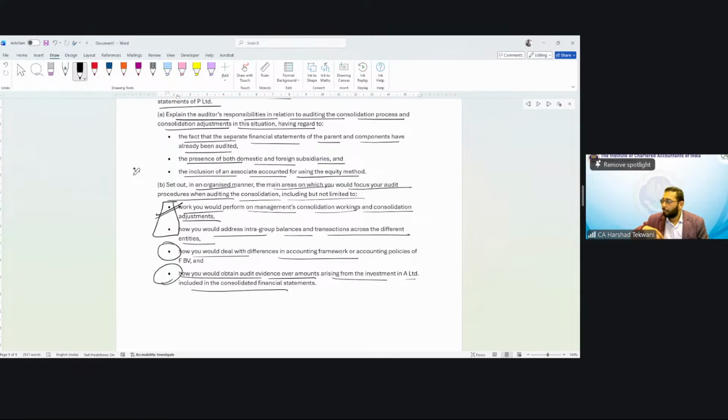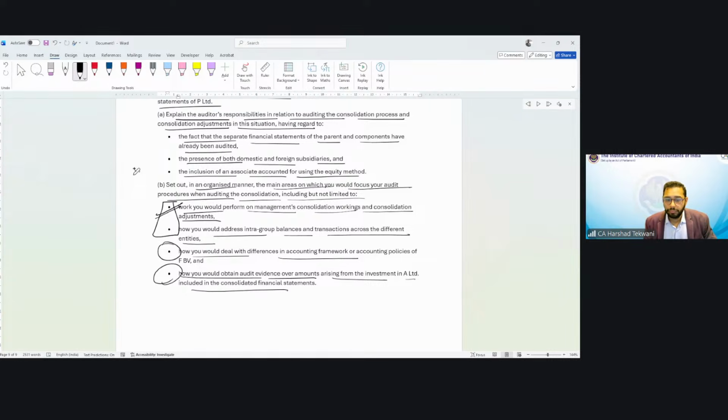Simple. Harmonization, all these things. One thing: the areas that you will look into, I'm not talking about the areas. I'm talking about the procedure. Again, I don't want to hear the areas that you will audit for the purpose of consolidation. No, I don't want to hear about that. I want to hear about the procedure that you will follow, the work you would perform.